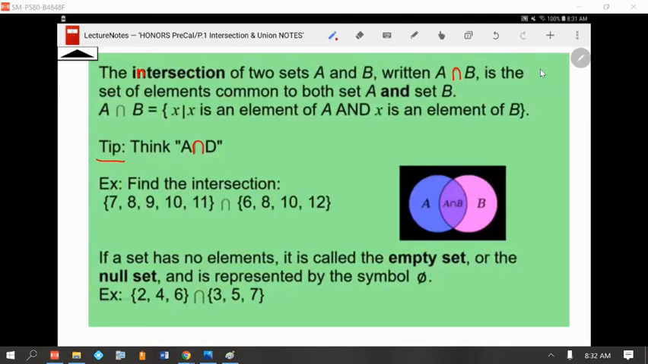So I'm sure you all have the concept of what intersection means. You could be a senior that's in the band, and you could be a freshman that's in the band.